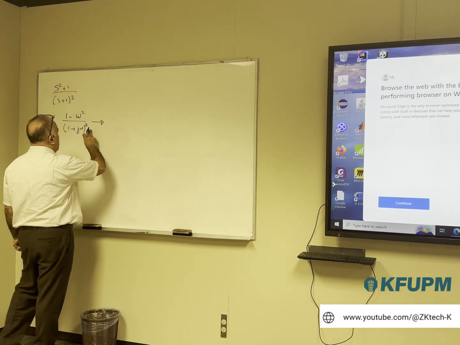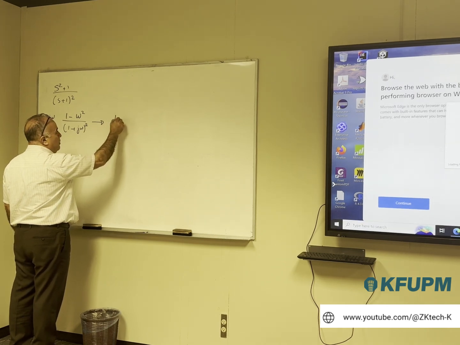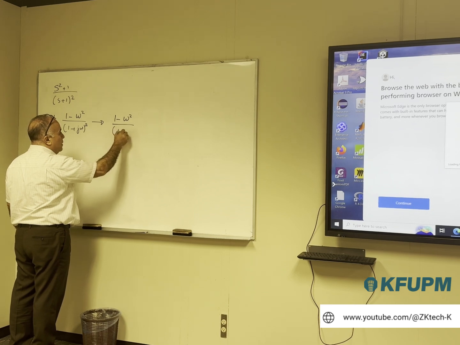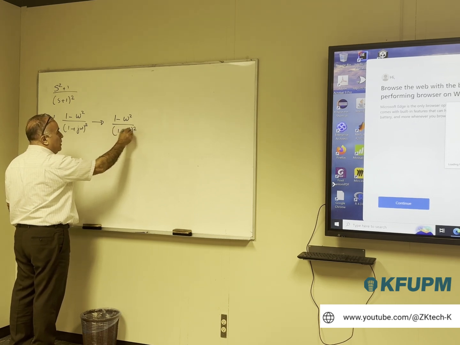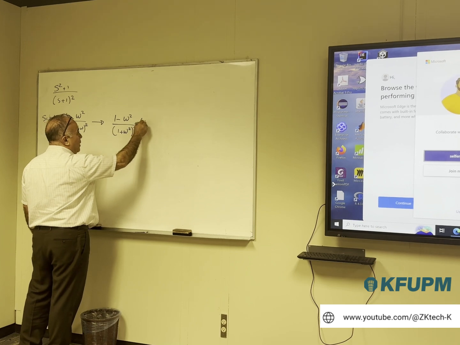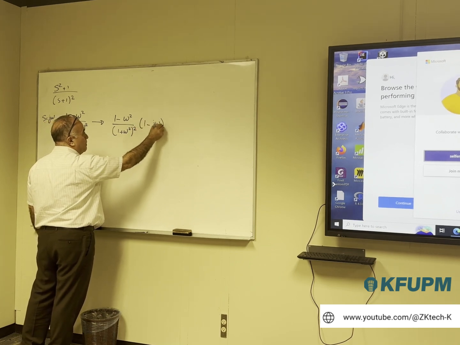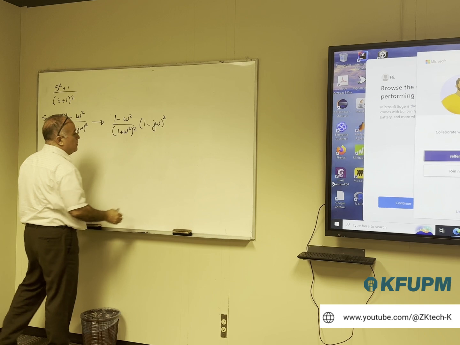So we computed the complex part of this. So this will be 1 minus, not the conjugate of this. So this is 1 plus omega squared, the whole thing squared, multiplied by 1 minus jω. Yes, the whole thing squared.